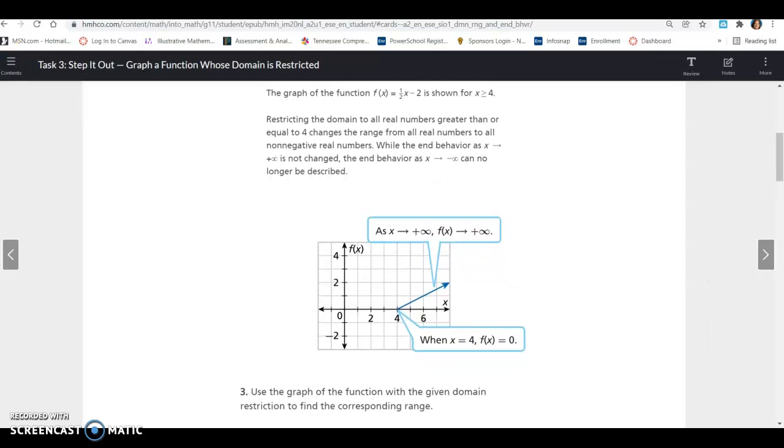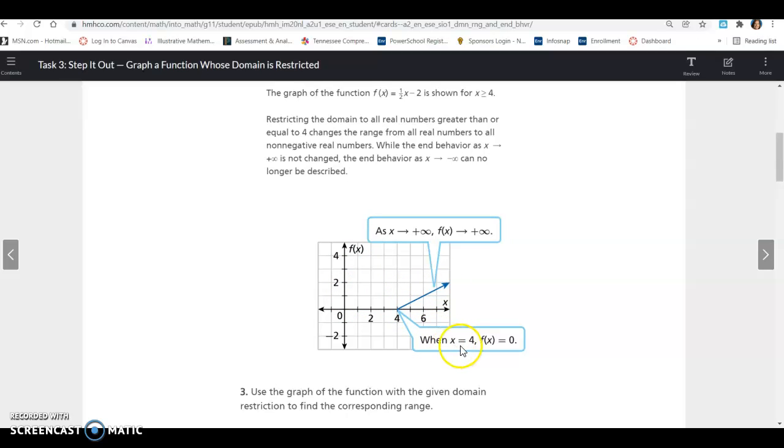Alright, so it shows the function here, and the graph is going to be just an arrow going in one direction, and it terminates right here at 4, 0. So this is why it says as x approaches positive infinity, as x goes to the right, your f of x, or your y, also goes towards positive infinity. F of x is my y value, it's going up.